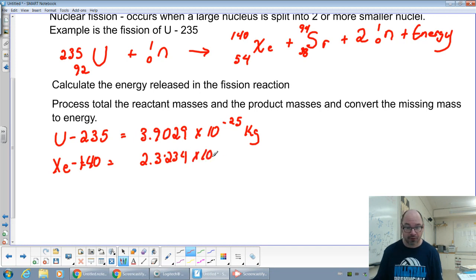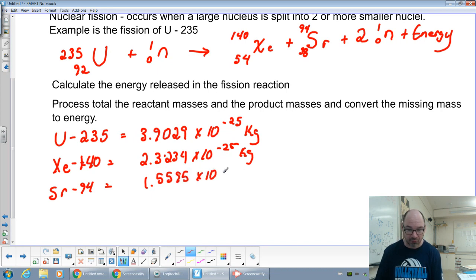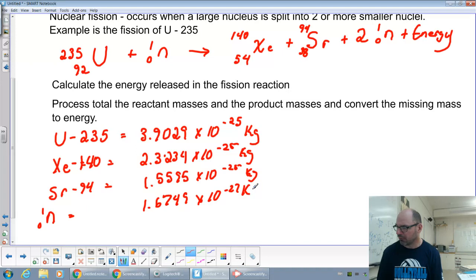times 10 to the negative 25 kilograms. Okay, and then the other daughter product, the strontium-94, that's 1.5595 times 10 to the negative 25. And we know neutrons, we've used them before. That's 1.6749 times 10 to the negative 27 kilograms.